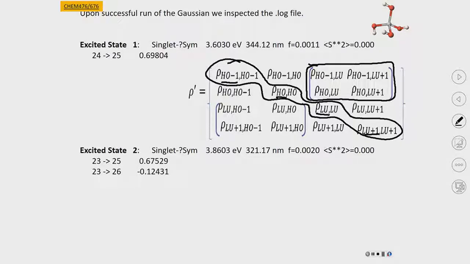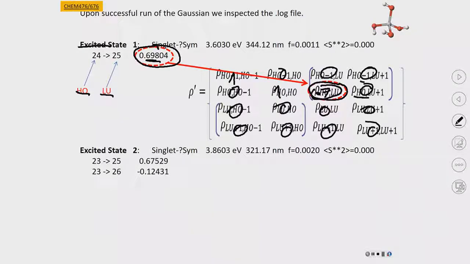So we skip the diagonal elements and focus only on the off-diagonal ones. These elements correspond to values of the transition density matrix, with the understanding that the transition density matrix is defined separately for each excitation. It is the eigenvector of the excited-state equation. As many excited states as you find, that many transition density matrices you have.